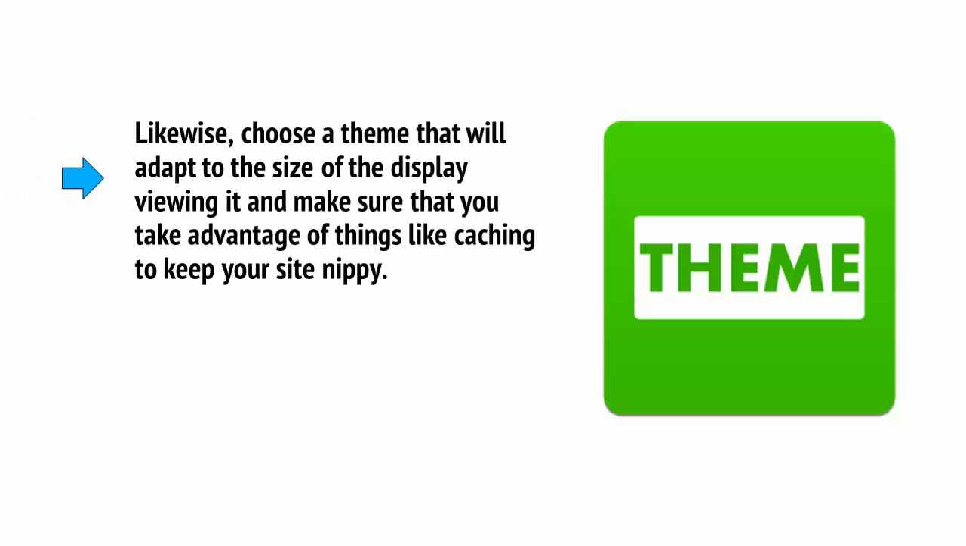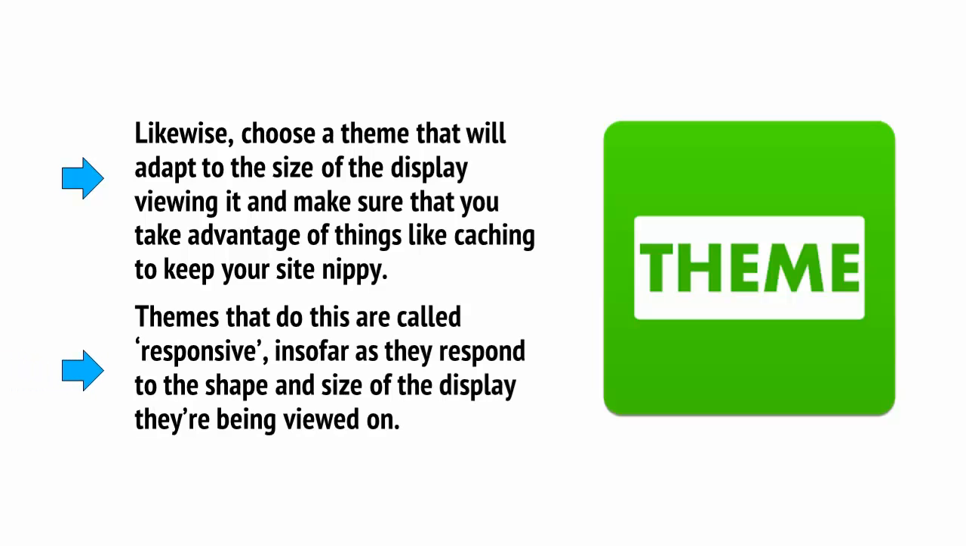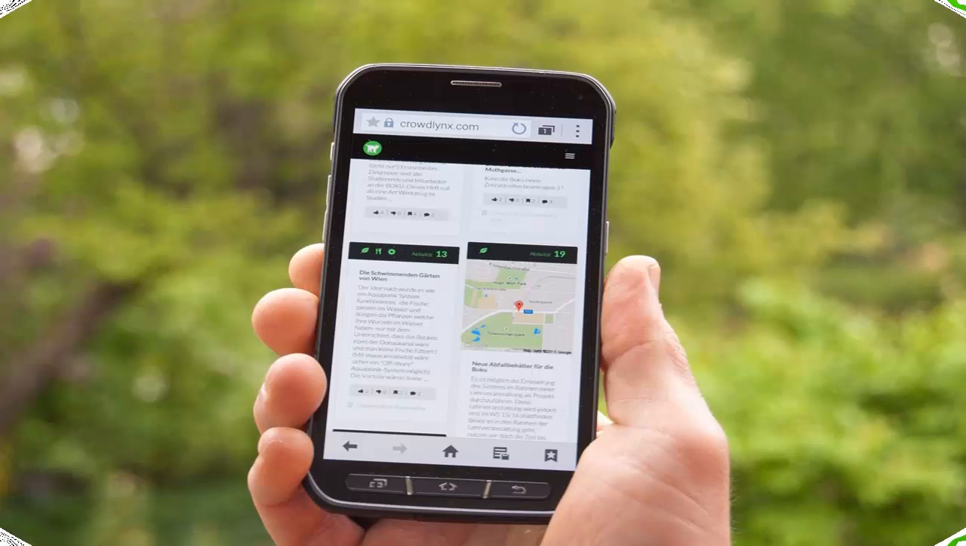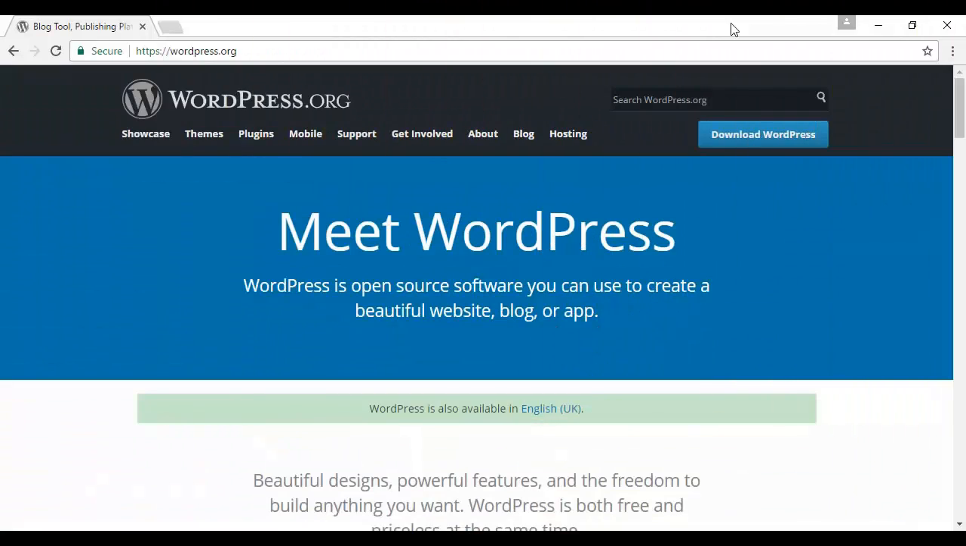Likewise, choose a theme that will adapt to the size of the display viewing it, and make sure you take advantage of things like caching to keep your site nippy. Themes that do this are called responsive insofar as they respond to the shape and size of the display they're being viewed on. This works by removing certain elements, by rearranging menus, etc., and by shrinking images. Note that mobile friendliness also means things like having large buttons, which are easier to click with a finger rather than a mouse, and avoiding mouse over drop down menus that, again, can't be operated on a mobile without a mouse. The best way to ensure that your website is responsive, that it looks the part, and that it will encourage the maximum engagement is to use WordPress.